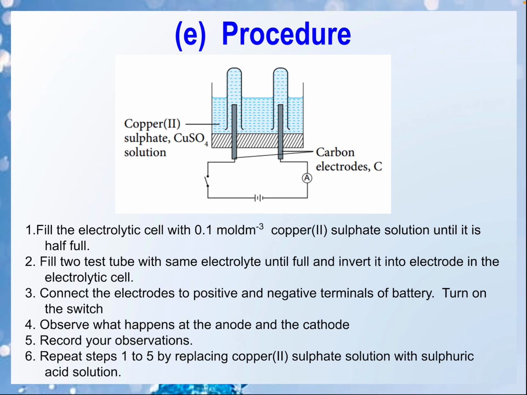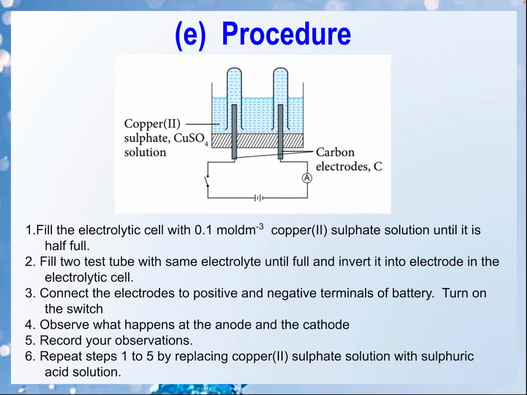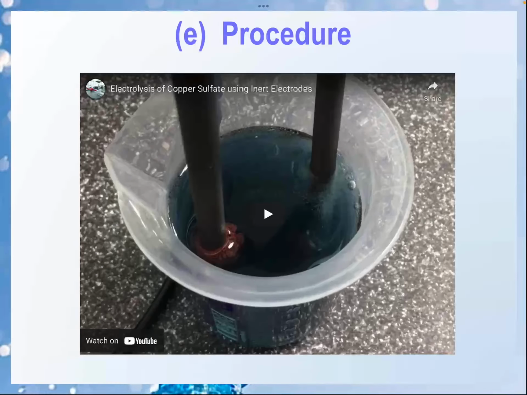Okay. Connect the electrode to the positive and negative terminal of the battery. Turn on the switch. Observe what happens at the anode and cathode. Record your observation. And then kita kena repeat the experiment by replacing electrolyte yang pertama tadi with sulfuric acid. Okay. So maksudnya dalam kes ni kita guna dua jenis electrolyte yang berbeza. Okay, now. So kita tengok sama-sama video yang cikgu cari di YouTube ni.